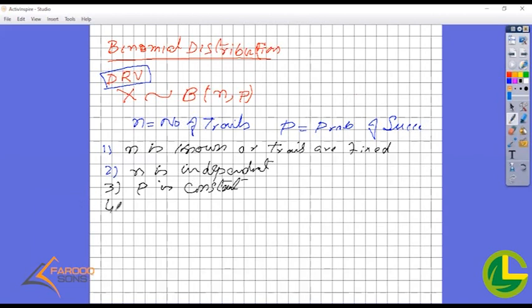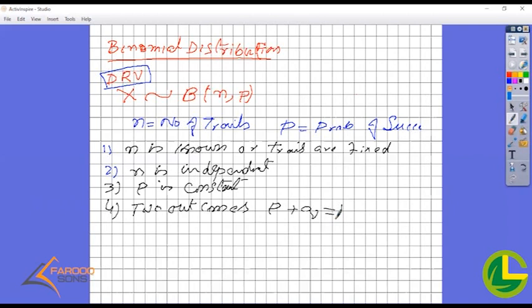And the fourth one is it has two outcomes only. Two outcomes means probability of success, P, and probability of failure, which is Q. The sum of the two equals 1. Again, for explanation, the probability of appearing 5 on a dice is 1 upon 6. Not appearing 5 is 5 upon 6. Yes or no, but it has two outcomes only.